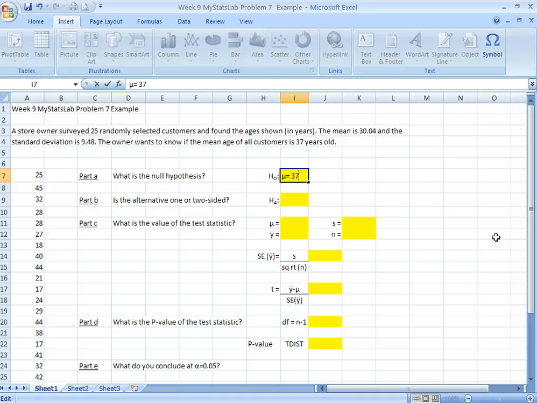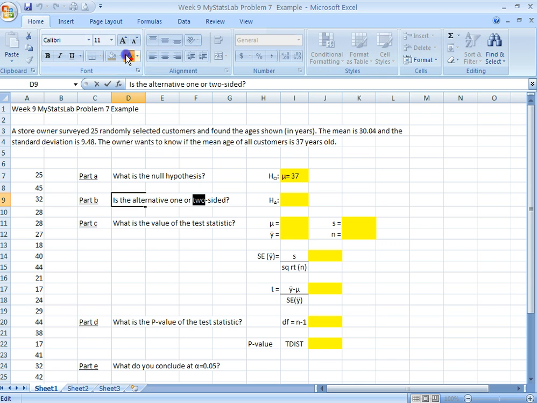So that's part A. And part B, is the alternative hypothesis one or two-sided? Well, how do we determine that? We're going to look at the problem, what it asks us for, and see if that helps us out. The owner is interested in knowing if the mean age is 37. So the other side of that is, is it below 37 or is it above 37? That tells me this is a two-sided problem. It could be below 37, it could be above 37, so we're going to be looking at both sides of that. So 2 is the answer there.